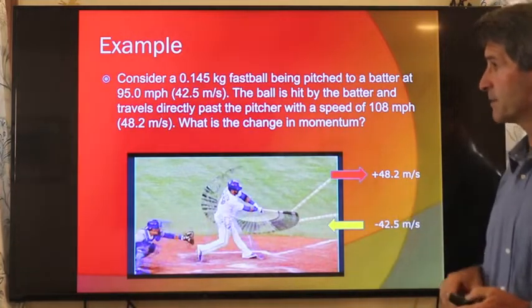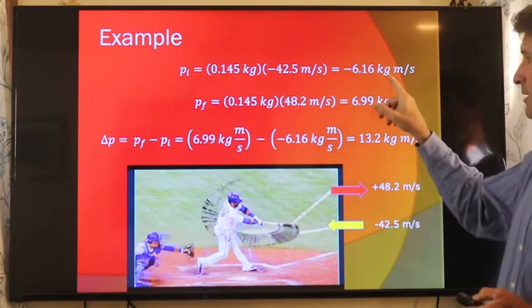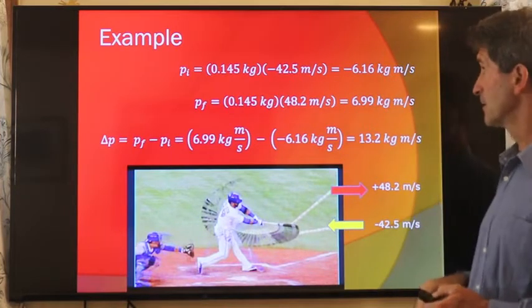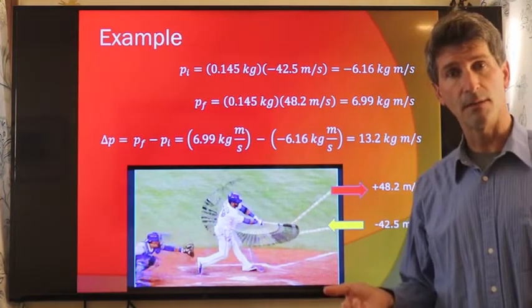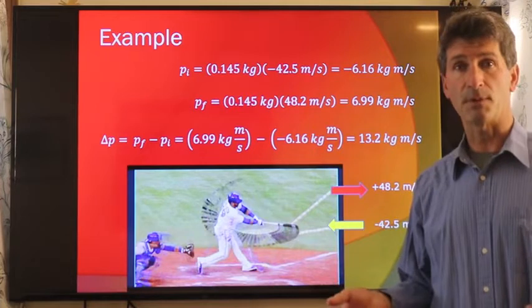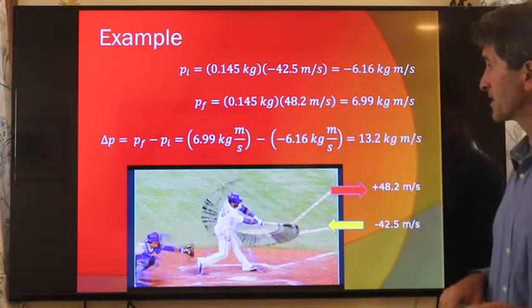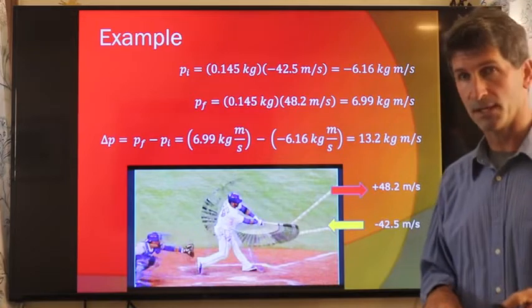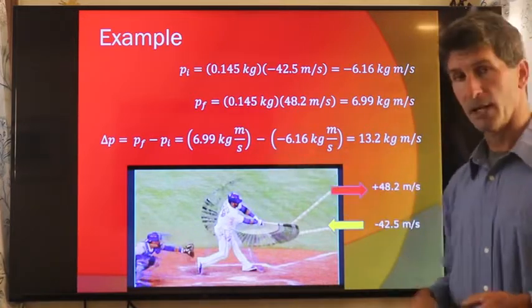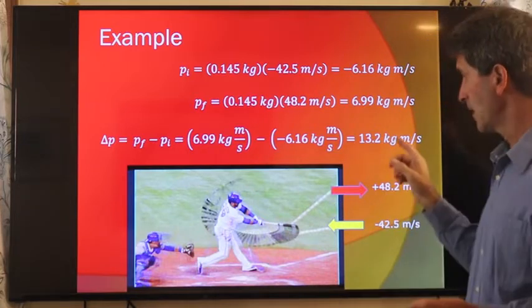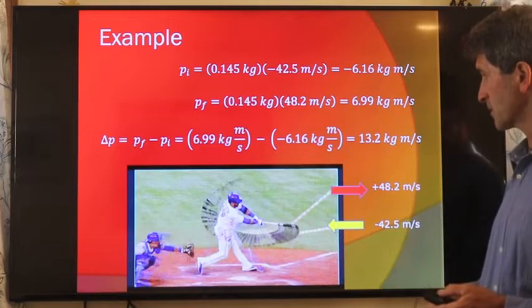When we take the difference between these two, okay, there's the pitch coming in with negative 6.16 kilogram meters per second. Don't worry about the negative sign, because the negative sign really represents a direction toward the batter. The batter hits it out, it's almost 7 kilogram meters per second. We subtract this by this. Anytime you subtract by a negative number, you get an even larger number. And the change in momentum there is 13.2 kilogram meters per second.